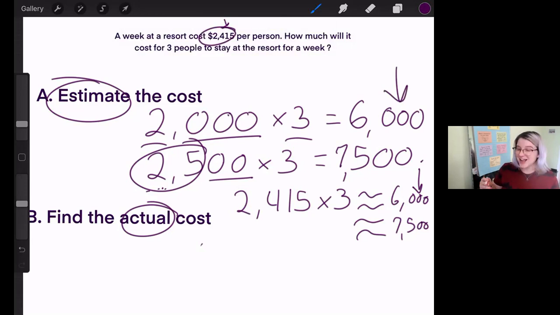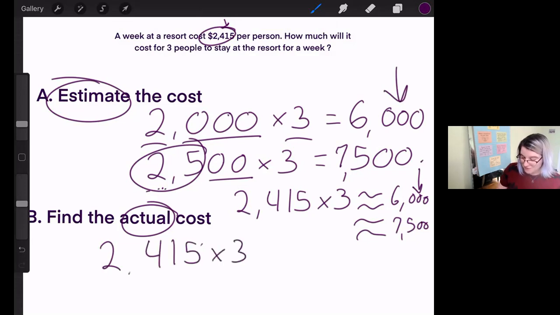Okay. Now comes the real question of finding the actual cost. So we are multiplying 2,415 times 3, this time with a straight equal sign because we want the exact answer. Now, in order to help you guys find that, I'm going to switch up my display a little bit and show you a way to visualize how to get this answer. I'll be right back.